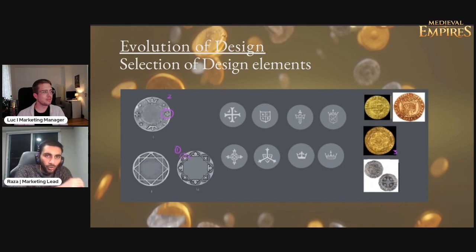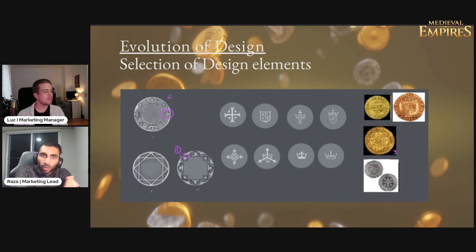So we looked at what symbolism was being used. People were using crowns, crosses, shields, swords. People were also using stars in different ways, like 8-cornered stars, 5-cornered stars, pentagons, hexagons. So we looked at all of these elements to see what we could use.